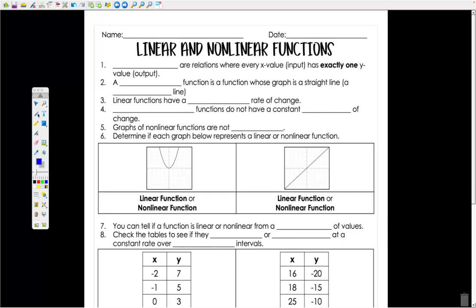Last time y'all talked about linear functions, and I asked you what was the root word. You said the root word was line. So you know that linear functions deal with lines, straight lines to be exact. But functions in general, those are just relations where every x value has exactly one y value.